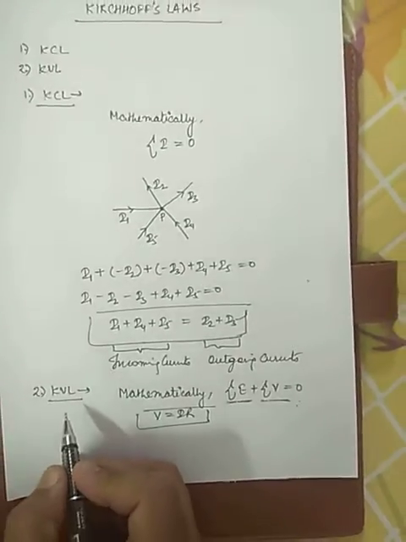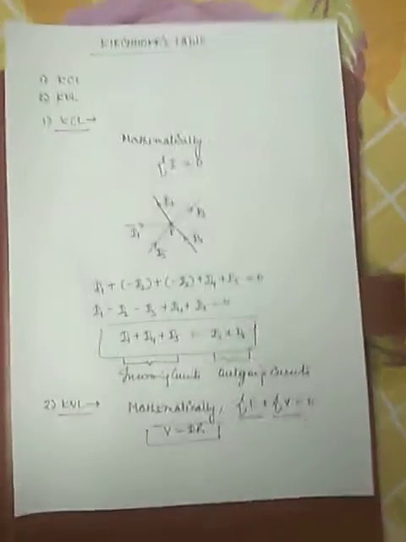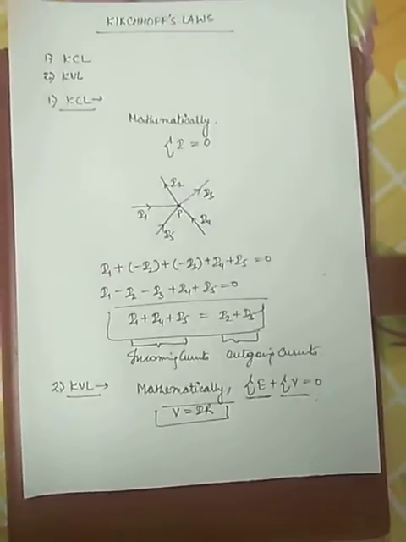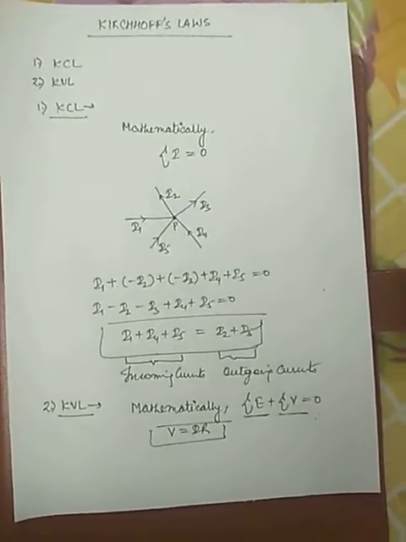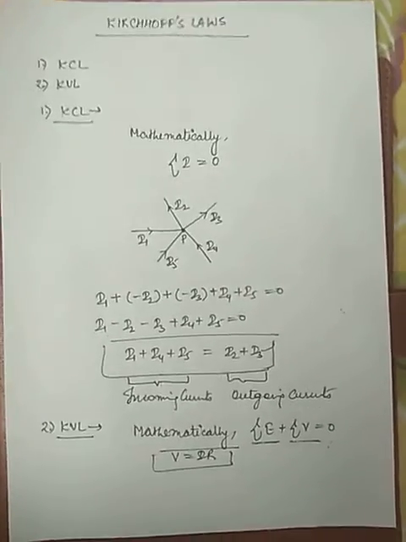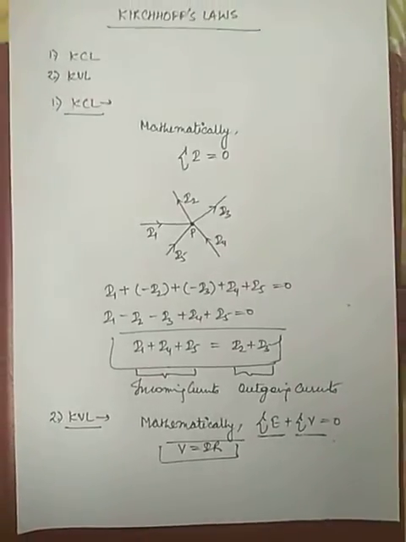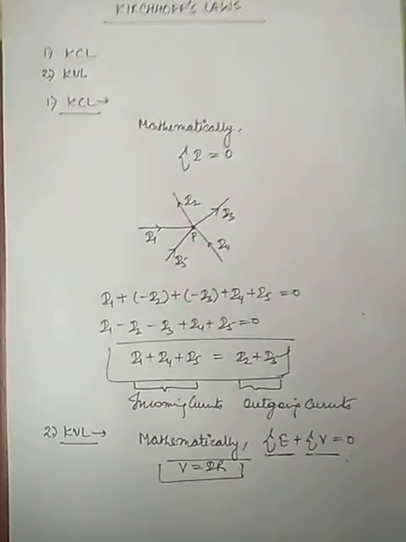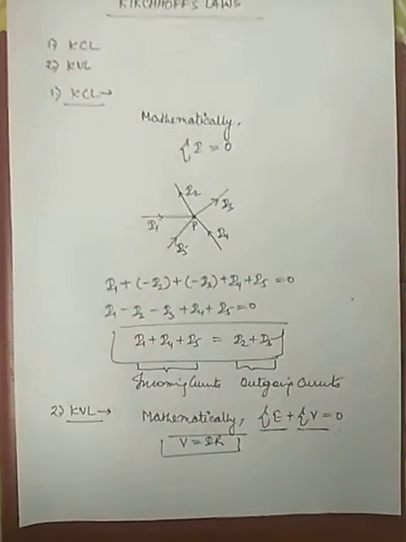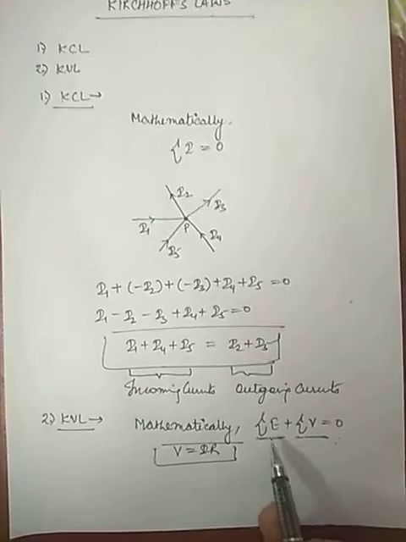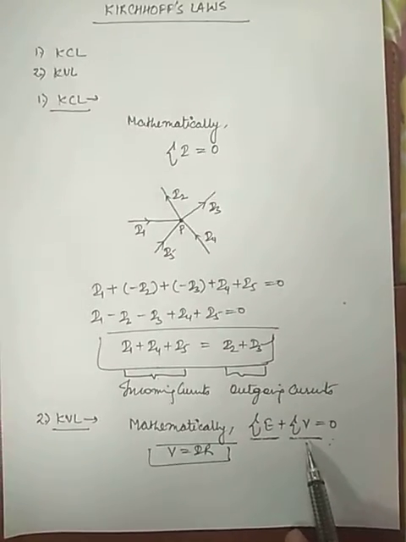The second one is Kirchhoff's voltage law. Kirchhoff's voltage law relates to the voltages in a closed circuit of an electrical network, and is also known as Kirchhoff's second law or Kirchhoff's mesh law. In a closed circuit or mesh, the algebraic sum of all the EMF sources plus the algebraic sum of all the voltage drops is equal to 0.